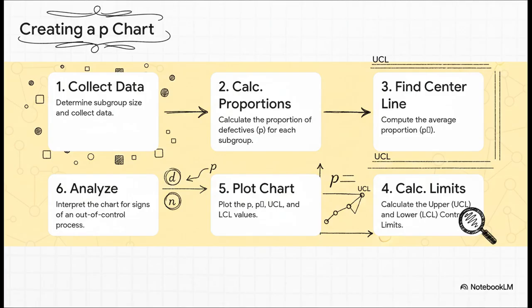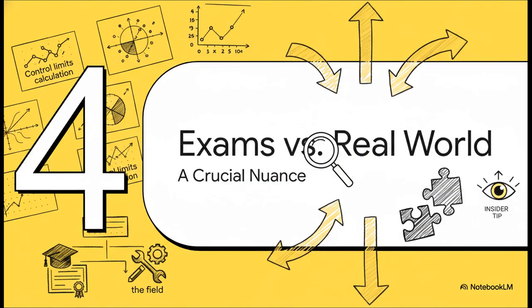That's your P. After that, you average all those percentages together to get your overall average, your P-bar. That becomes the center line on your chart. Now, step 4 is the big one. You calculate your upper and lower control limits. Think of these as the guardrails for your process. Finally, you just plot everything on the chart and stand back to see if any of your data points went outside the guardrails.